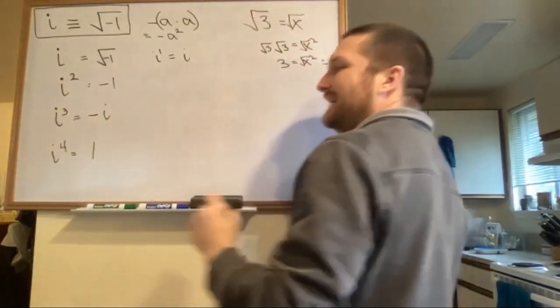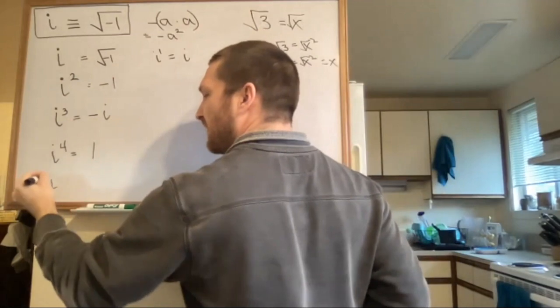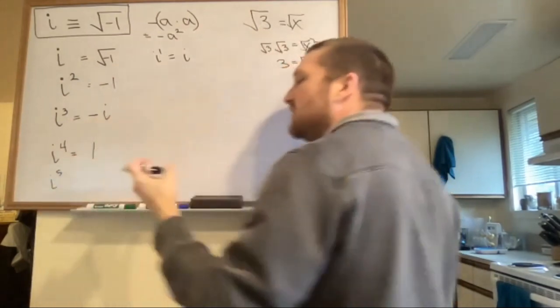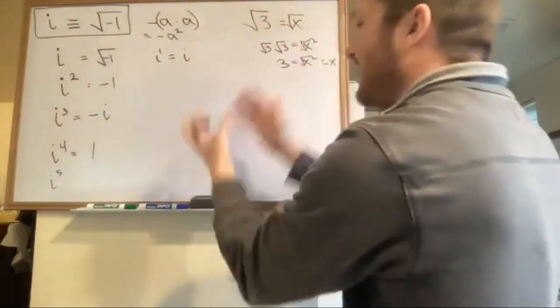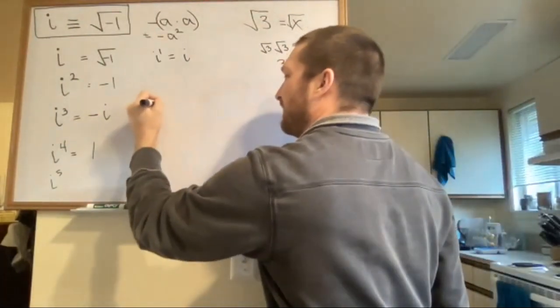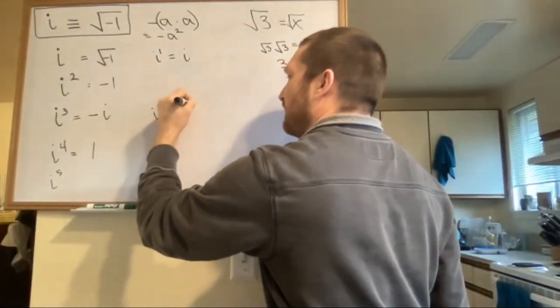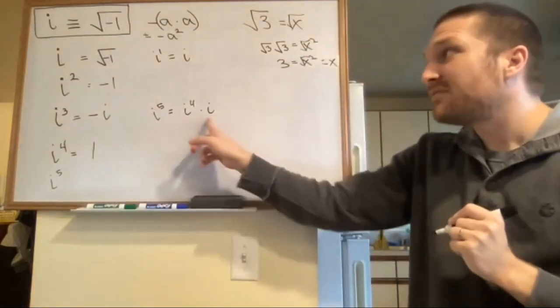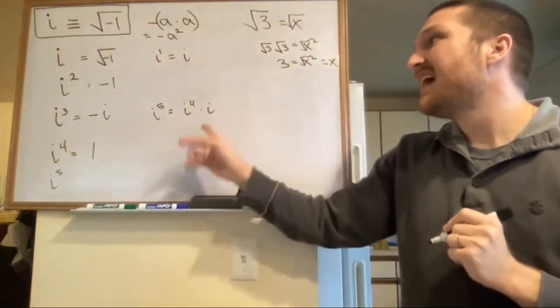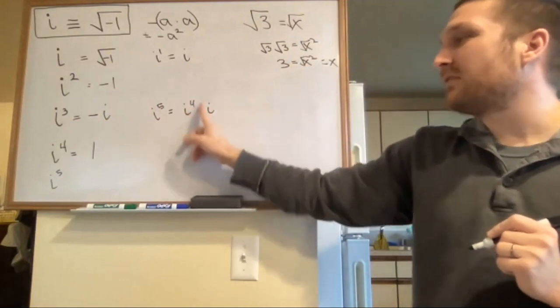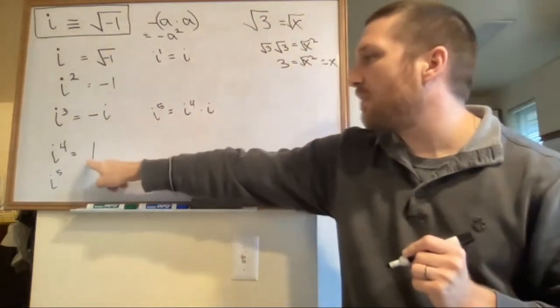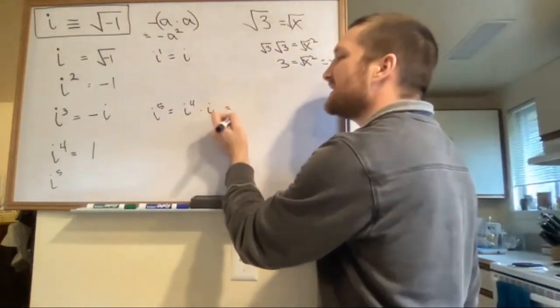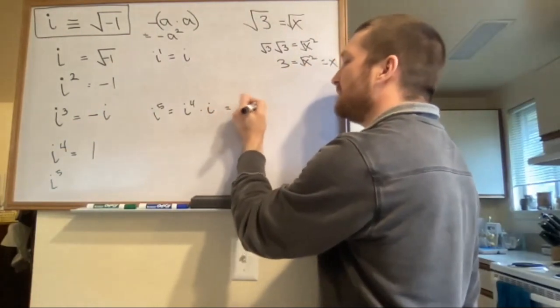Therefore, i to the fifth. I don't need to write out i times i times i times i. i to the fifth is i to the fourth times i, right? Do you believe that? And we know that i to the fourth, every time you get back to fourth, you go back to 1. So this is the same thing as just 1 times i.